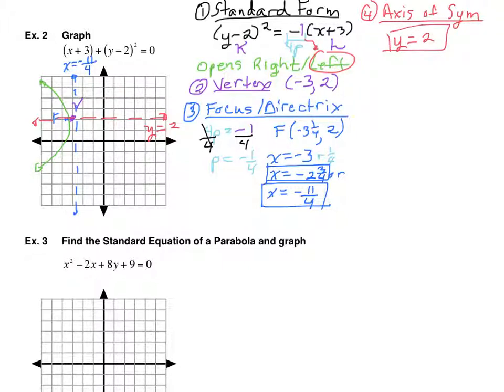And then last, what do they want? Your focal width. So your focal width is the absolute value of 4p, which equals the absolute value of -1, because that's what 4p is. So what is the focal width? 1.